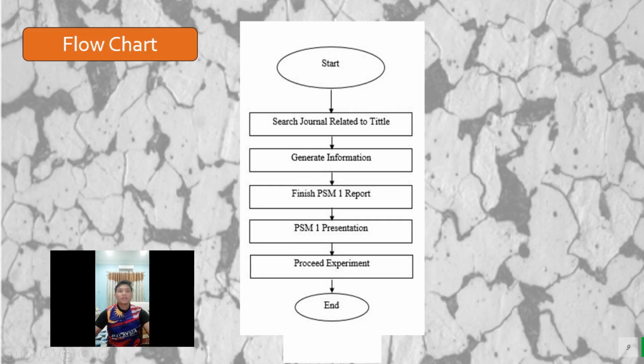Next, I will go to the flowchart. This is the flowchart for final year project 1, where I start with the title selection. As we know, the title is given by the supervisor. Next, after getting the project title, I search for related journals by accessing the platforms provided by UTEM, such as ebooks, online journals, and articles. Then after all of these are done, FYP1 is finished and I present the final year project to the panel. Lastly, by next semester, I will proceed with an experiment to achieve my objective of the project.